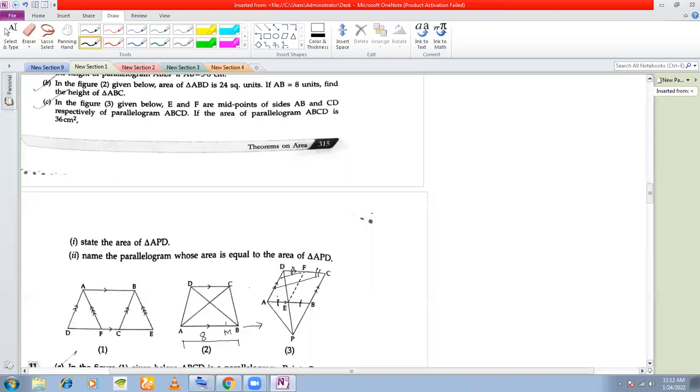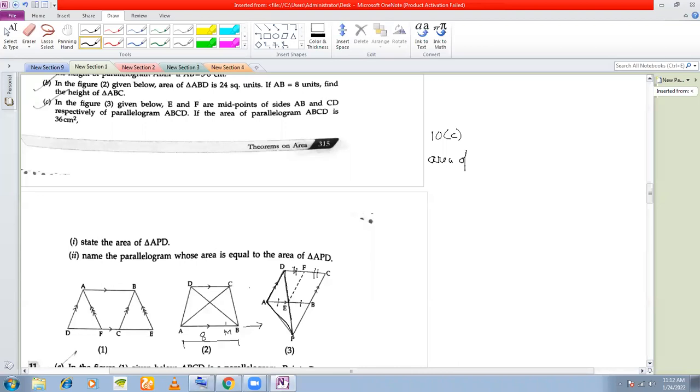If the area of parallelogram ABCD is 36 centimeters square, so area of which parallelogram is given? This parallelogram, right? How much is it given? 36 centimeters square. Okay, so you have this is equal to this, this is equal to this, and area of parallelogram ABCD as 36 centimeters square. Let's see what the question is. State the area of triangle APD. Which triangle are we talking about? This. You need to state the area of this triangle.